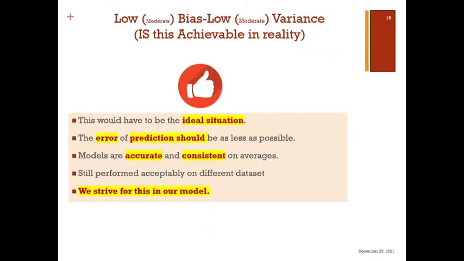Now, what do we really want? We want something like moderate bias and also moderate variance, something that is acceptable. Is this achievable? We said this will be the ideal situation. This is the ideal situation we always look for, so that the error of prediction should be as low as possible. The models are accurate and consistent on average, and they still perform acceptably well on different data sets. New samples will be correctly predicted as expected. This is what we're always looking for.